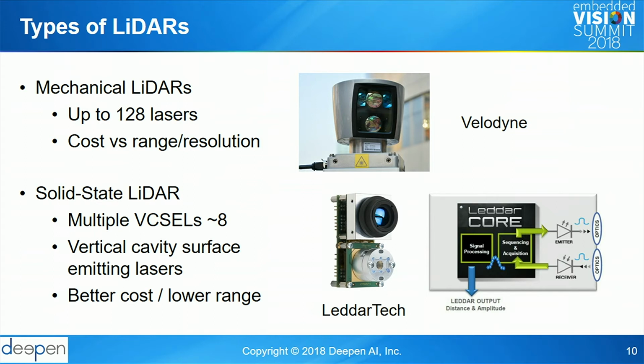Solid-state LiDAR or flash LiDAR, you have these vertical cavity surface emitting lasers that you can put on a chip. It gives you better cost. However, it is lower range, and also because it's fixed in place, what you get is basically these flashes of light. And if you're going at very high speeds, you might start missing things. But we're talking really high speeds. The light speed is much faster.